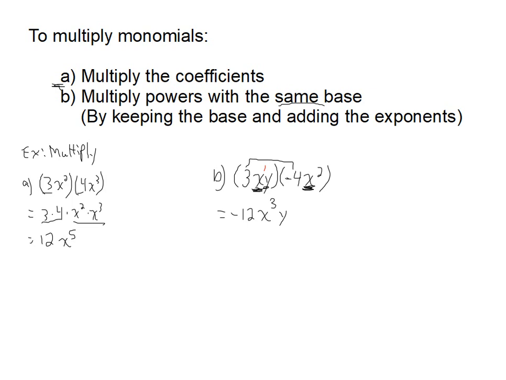Let's have a look at dividing monomials. Again, I'm going to start with a basic example and we'll work progressively to harder examples. So I'm going to start with 5x squared divided by 5x.